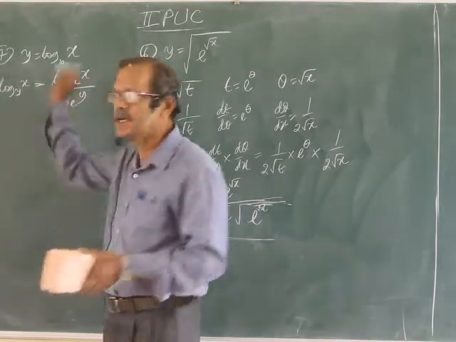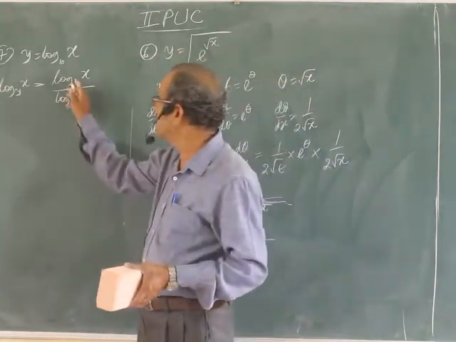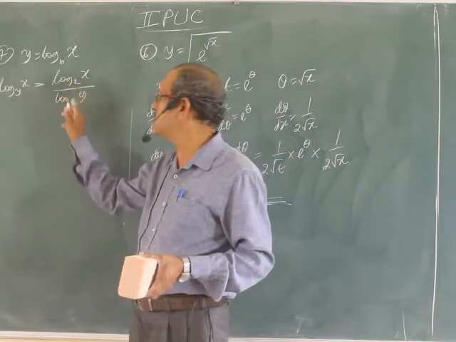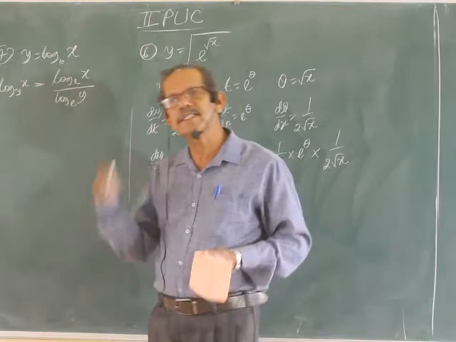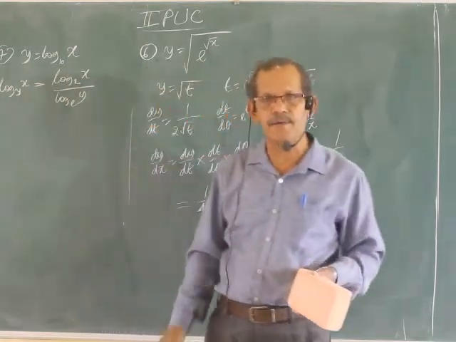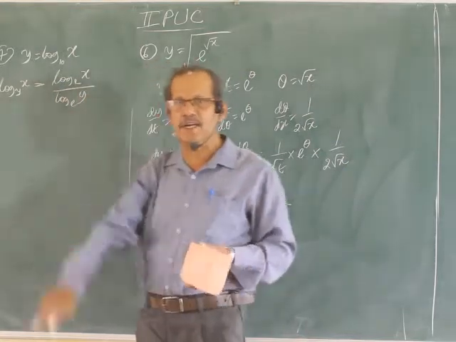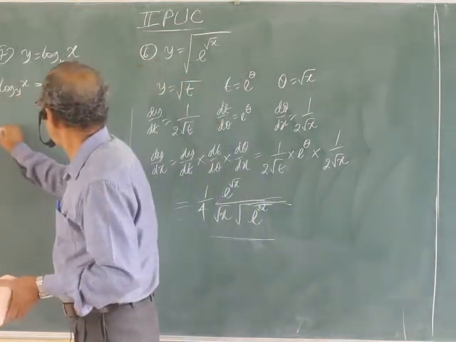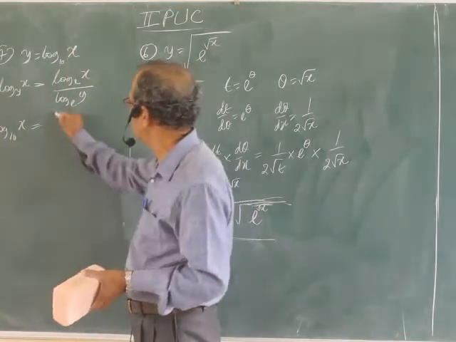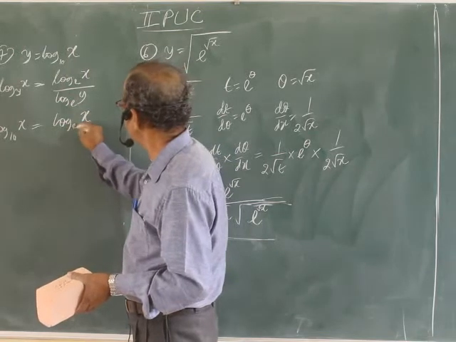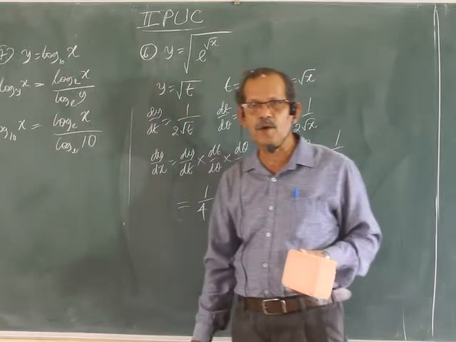Whatever may be the base you can write, no problem. Any base. But whatever base you are taking in the numerator, same base must be taken in the denominator. There will be no change, same value. Base can be anything, 15, 25, 33, whatever may be. Here actually I need e, base e. That is why I have written e only. Now, log x to the base 10 can be written as, see carefully, log x to the base e by log 10 to the base e. There will be no change in the value.